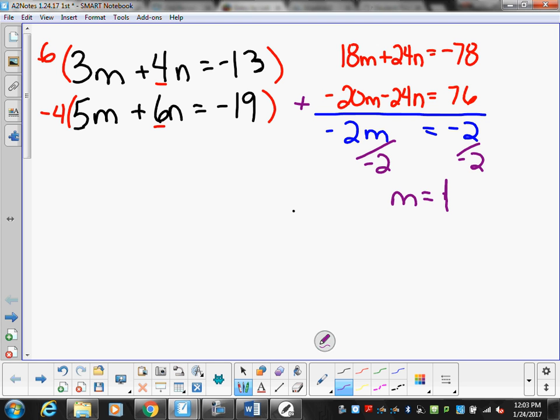Okay? Now that we know what m is, I would just plug the 1 back in, probably to the first equation. So 3 times 1 plus 4n equals negative 13. It doesn't matter which equation you choose. It just needs to be plugged in for the m. So you could have chosen the second equation and plugged in for the m here. Or you could have chosen one of these two equations in red and still used it. That just makes them a lot larger numbers. Okay? And so here we got 3 plus 4n equals negative 13.